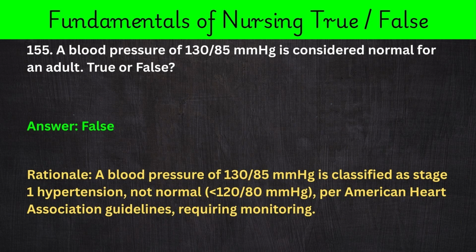True or false? Answer: false. Rationale: A blood pressure reading of 130/85 mmHg is classified as stage 1 hypertension, not normal. According to the American Heart Association guidelines, normal blood pressure is defined as less than 120/80 mmHg. A reading of 130/85 mmHg requires monitoring and appropriate management.